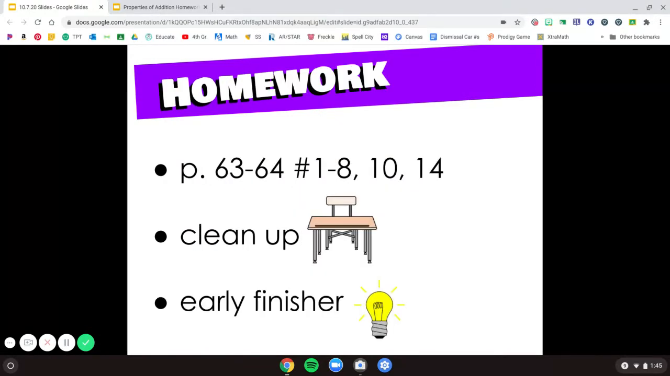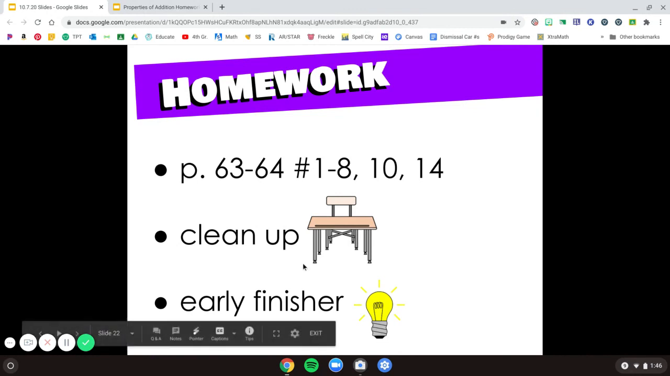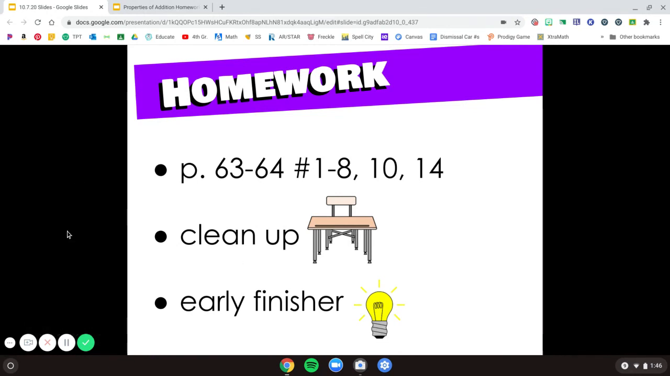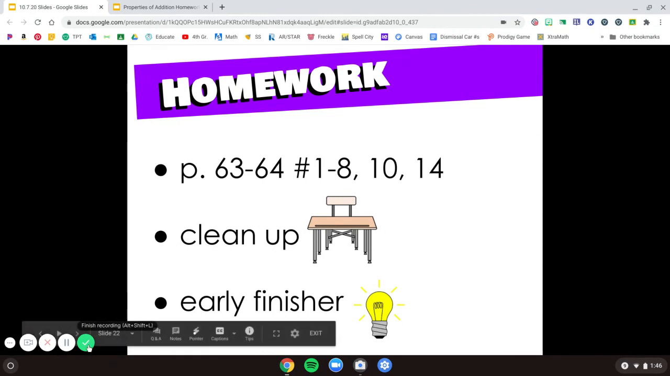All right. So now we've got our homework. So you're going to find page 63 and 64 in your book. Numbers 1 through 8 are all on page 63. Numbers 10 and 14 are on the backside on page 64. 14 kind of has 2 parts, so make sure you're taking your time and thinking through. And put it away, and if you have anything else you need to finish, go ahead and work on that. All right, let me know if you have questions. Good luck and have fun.